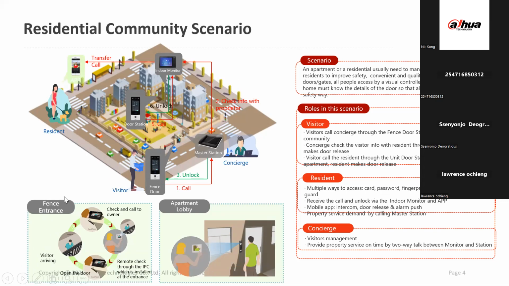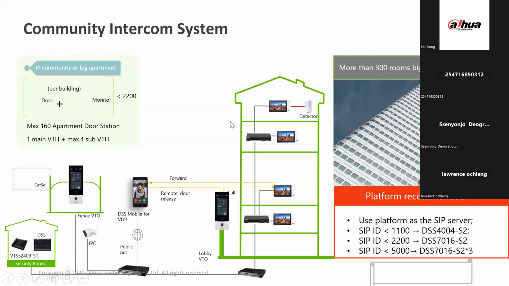For the fence station, you can see we have the entrance, apartment, visitor arriving, check and call owner, remote check. Then you have the community intercom system. So in short, this is the topology.